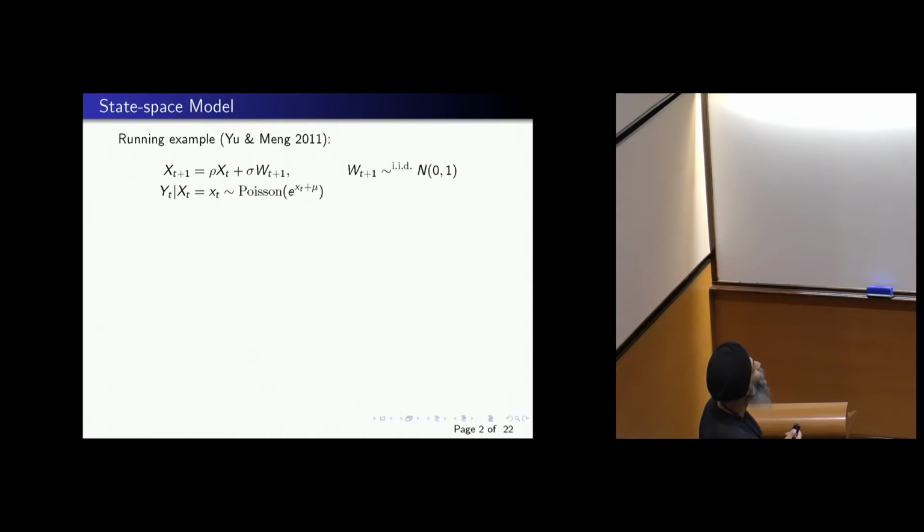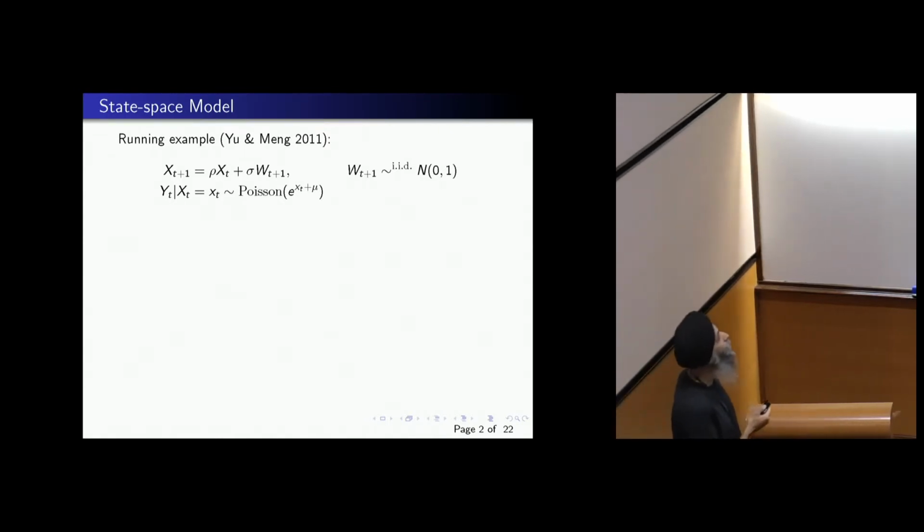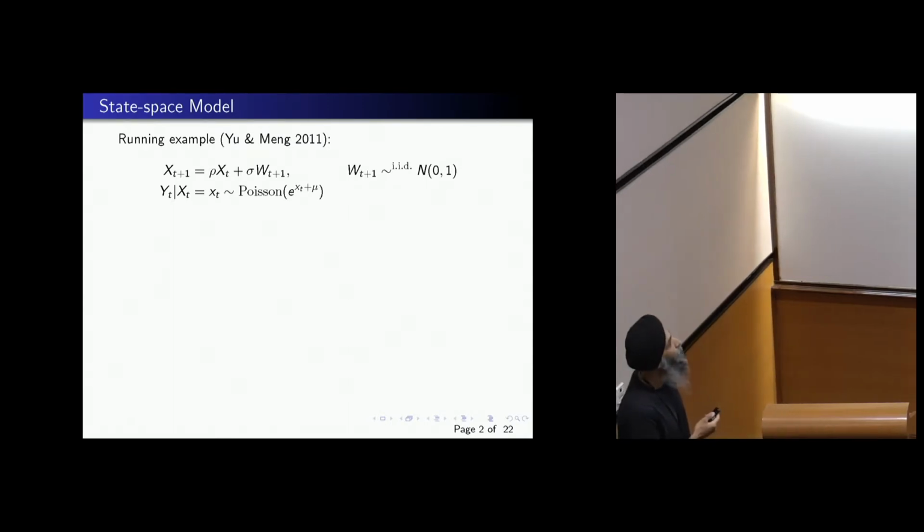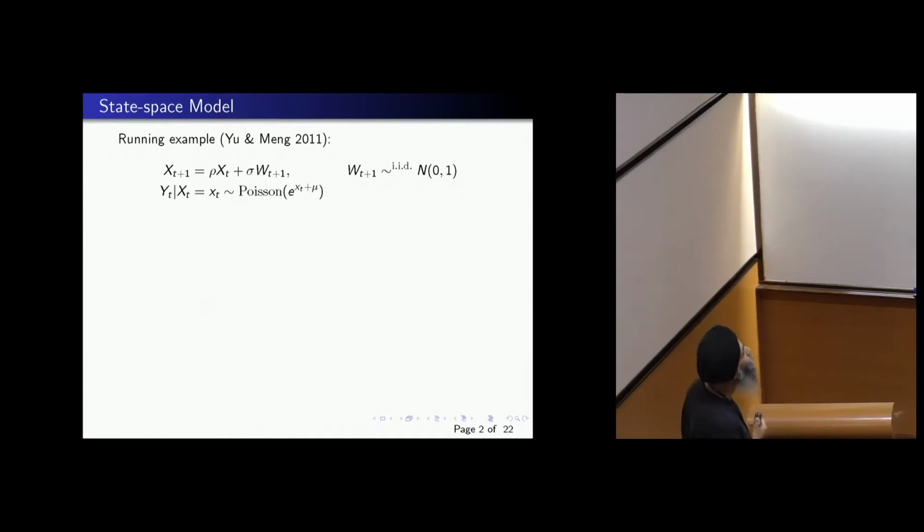So this is a hidden Markov model, or a state space model. You've got a hidden process X, a real valued stochastic process. It evolves according to the AR1 scheme, so its new value at time t plus 1 equals rho times its old value plus additive noise. The additive noise is Gaussian 0, 1, with its variance being scaled by sigma.